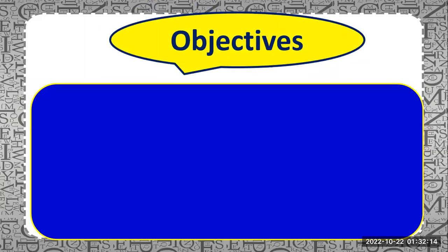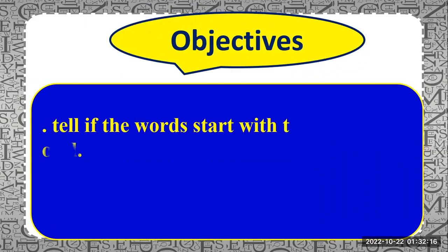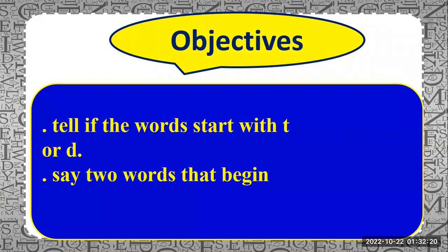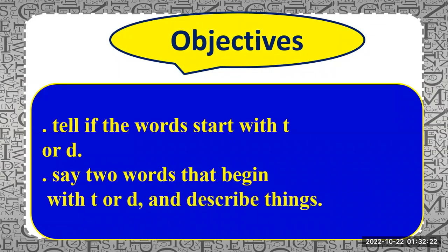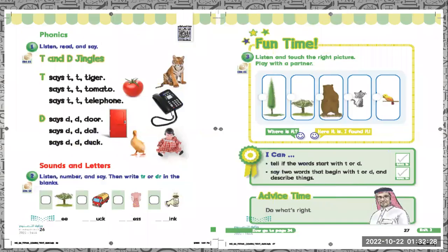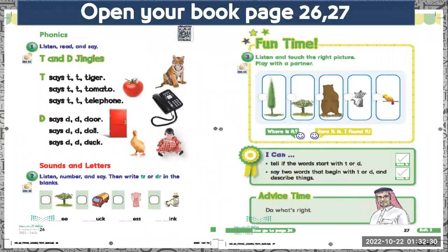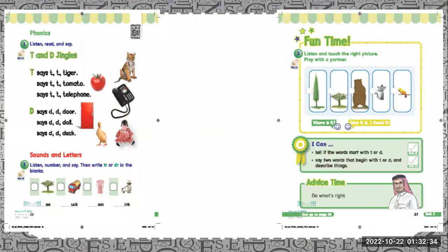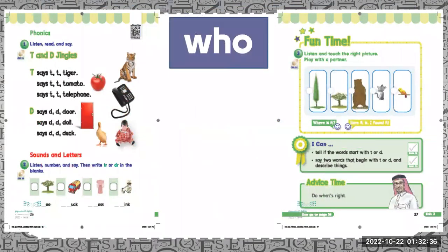In our lesson today we will learn how to tell if the words start with T or D. Also, we say two words that begin with T or D and describe things. Now, open your book, page number 26 and 27. As usual, we start with the first question with who.